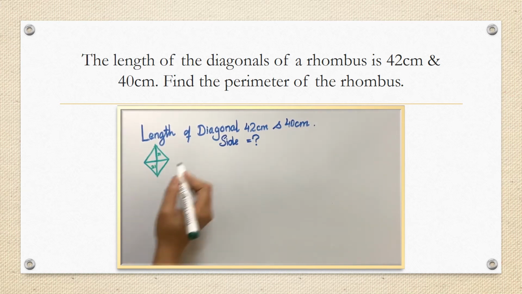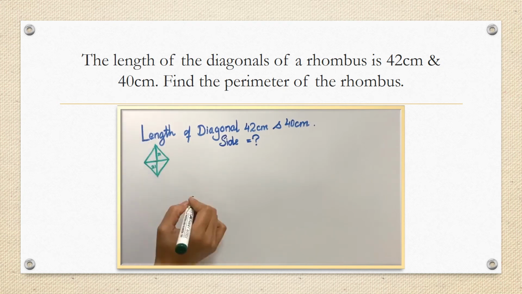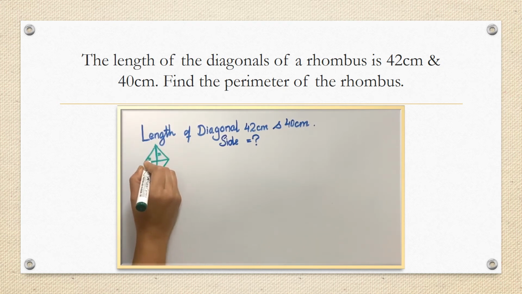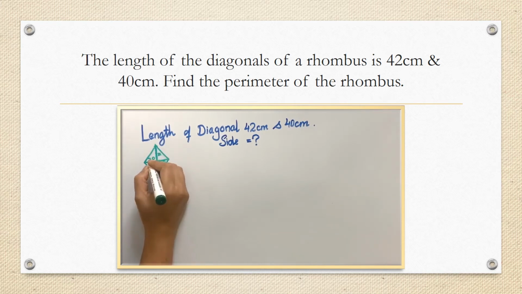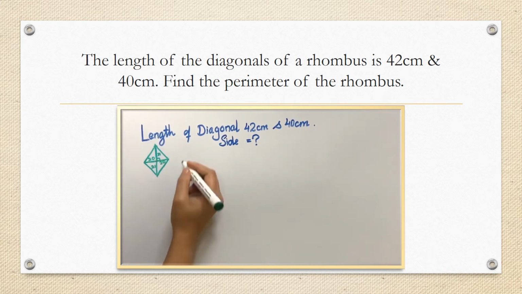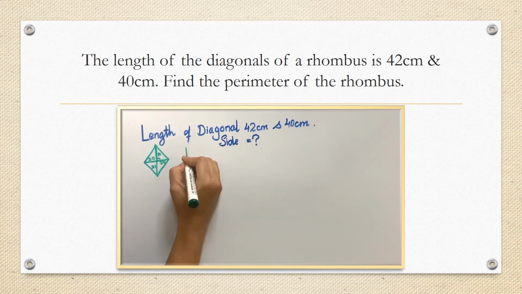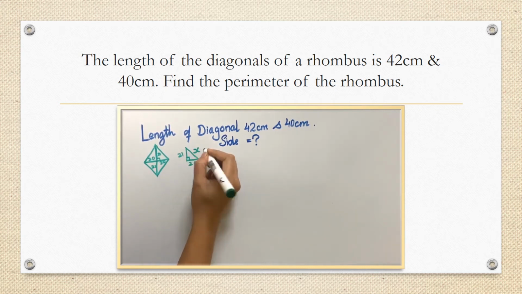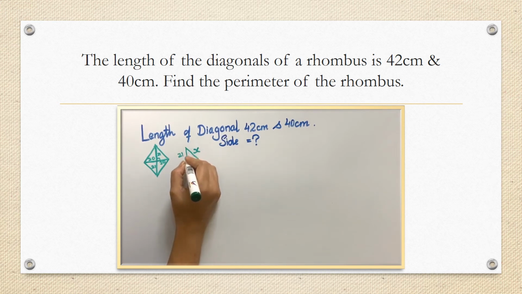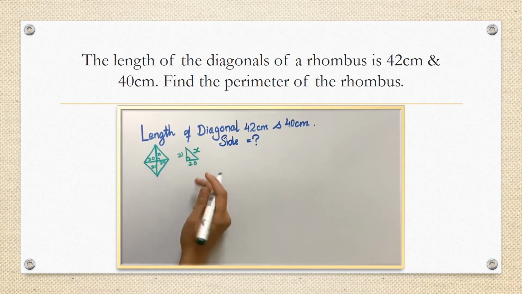Next diagonal 40, divided into half. This will be 20 and this will be 20. And here they bisect each other at right angle. So let's take one part of it. This part is 20 and this is 21. This is a right angle triangle, and this side is missing. The length opposite to this 90 degree is missing, which is the hypotenuse.